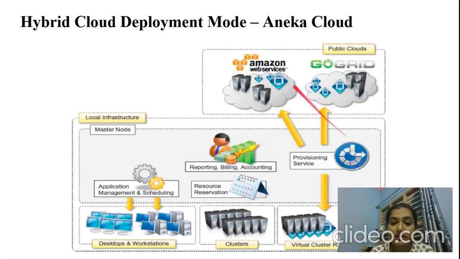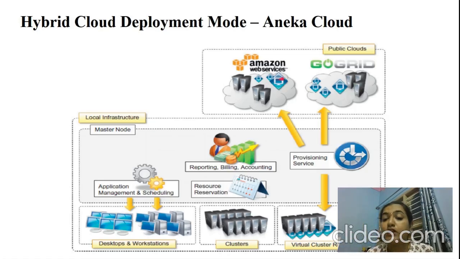So you can see here, we have a local infrastructure. This is the local infrastructure of a user, and this is the public cloud. The local infrastructure again has a master node, and the master node has desktops and workstations, clusters and virtual cluster resources. Again, you all know the master node is involved in application management, scheduling, reporting, billing, accounting, resource reservation, and provisioning the services. So these are public clouds. Amazon Web Services is an example of a public cloud, and GoGrid is also an example of a public cloud.